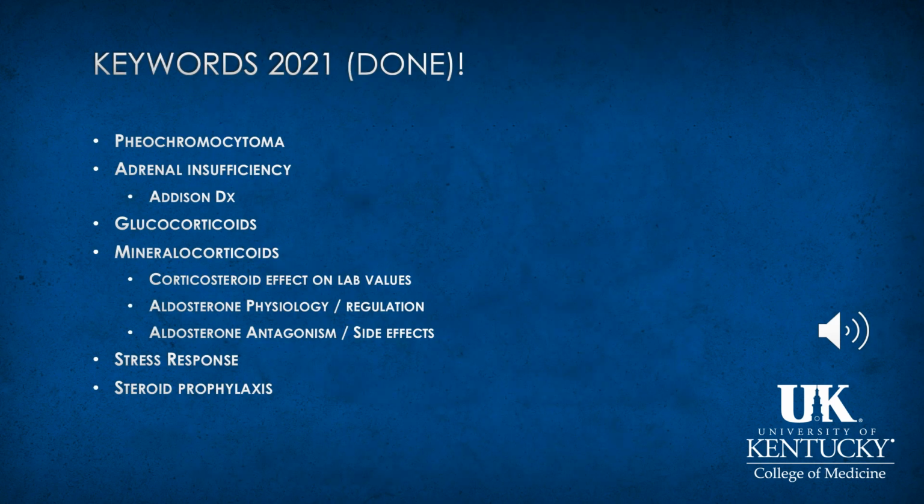All right, we're coming to the end of this presentation. We have reviewed pheochromocytoma, adrenal gland insufficiency, gluco- and mineralocorticoids, the effects on laboratory values, and specifically we talked about aldosterone antagonism or spironolactone. We talked about the humoral stress response and which patients you should consider for a steroid stress dose to avoid steroid withdrawal symptoms.